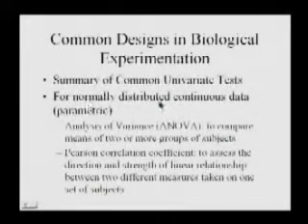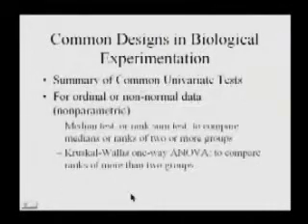Still, for normally distributed continuous or parametric analysis, the analysis of variance, or ANOVA, would be used to compare means of two or more groups of subjects. The Pearson correlation coefficient would be used to assess the direction and the strength of linear relationship between two different measures taken on one set of subjects.